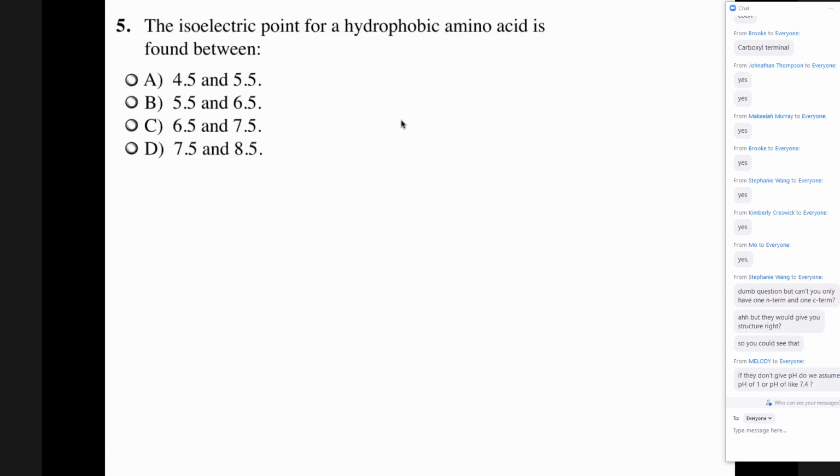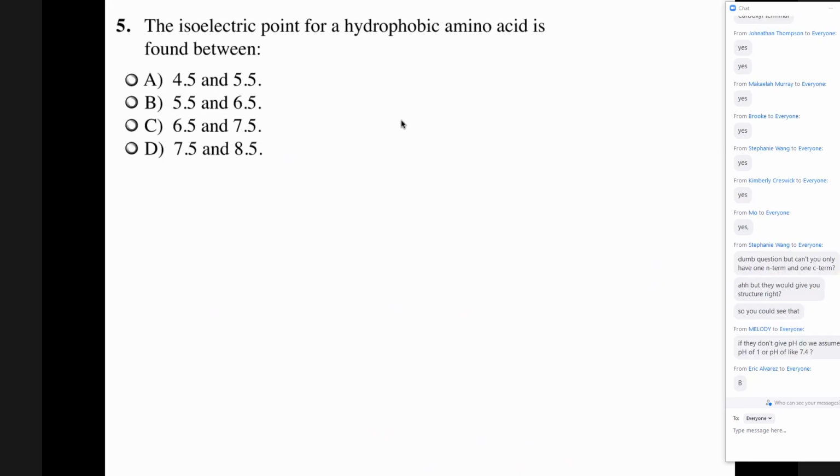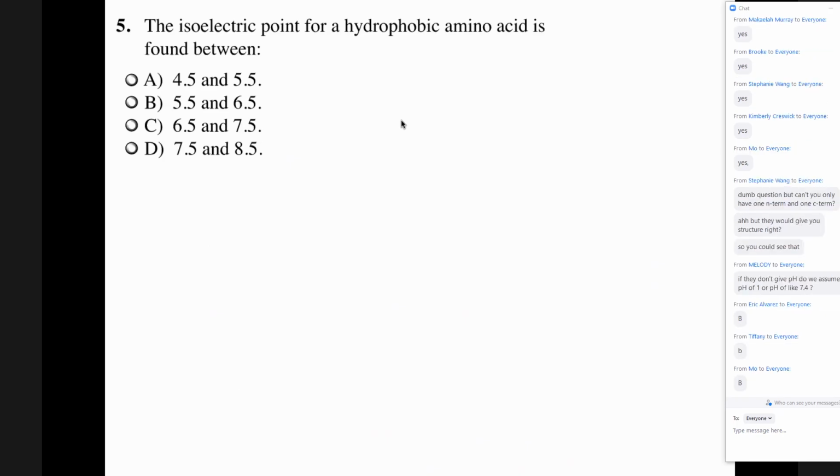Okay, for this one, what do I average for hydrophobic? So B, average pKs 1 and 2, just plug numbers in. So the question was, if we don't give you pH, for isoelectric point, they probably won't give you a pH. Always assume pH 1. Just make that your first step.